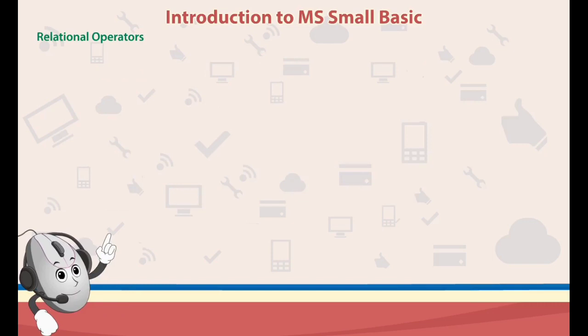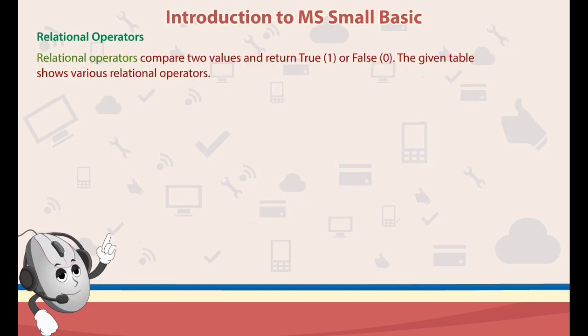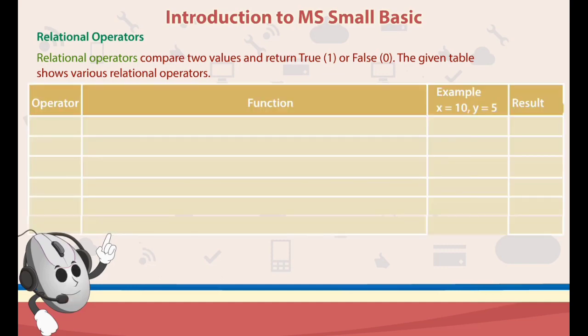Relational operators. Relational operators compare two values and return true 1 or false 0. The given table shows various relational operators. Operator, function, example, x is equal to 10, y is equal to 5. Result. Greater than. It checks if the first value is greater than the second value.